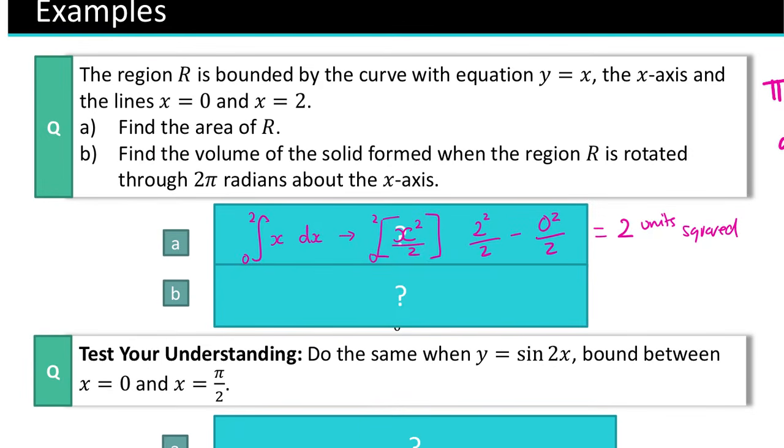Okay, then it says find the volume of the solid formed when the region R is rotated through 2 pi radians about the x-axis. Whenever it says it's been rotated through 2 pi, essentially we know it's going to be involving pi. When it's been rotated through 2 pi radians about the x-axis, does anyone know what that actually means? It's literally saying we go 360 degrees around it. So it's basically saying we are going to form a circle, because a circle has 2 pi or 360 degrees. This is basically what it's saying.